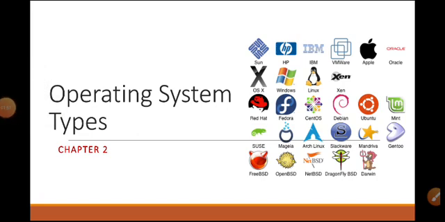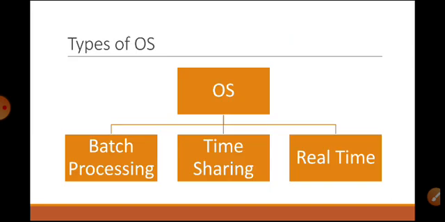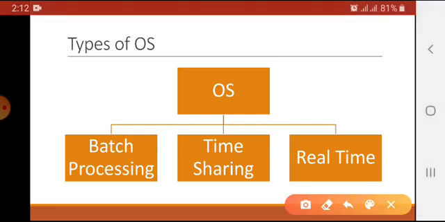Okay students, let's start types of operating system. There are three types of operating systems that are given in your book, but other than these, there are some other types of operating systems also. So in your book, these are batch processing operating system, time sharing operating system, and real time operating system.